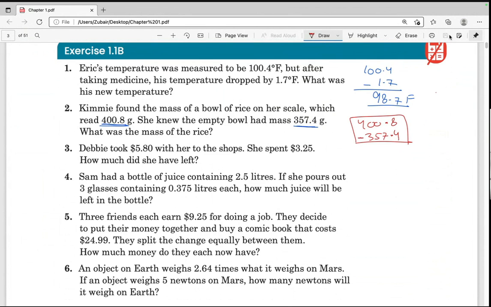Okay, there are two things that would again depend on the understanding between teacher and student. Let me show you what I'm saying. Question number three says Debbie took $5.8 with her to the shops. She spent 3.25. How much did she have left? We need to subtract it. Do we agree? Yes, sir. Yes, we can jump on to question number four.